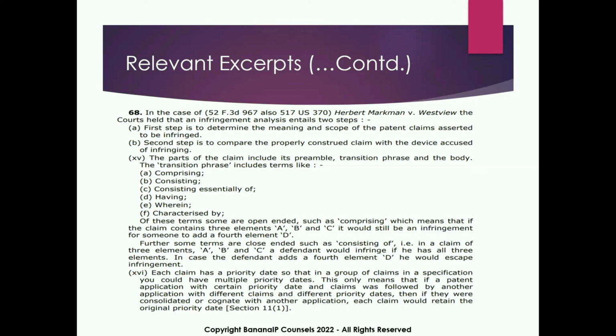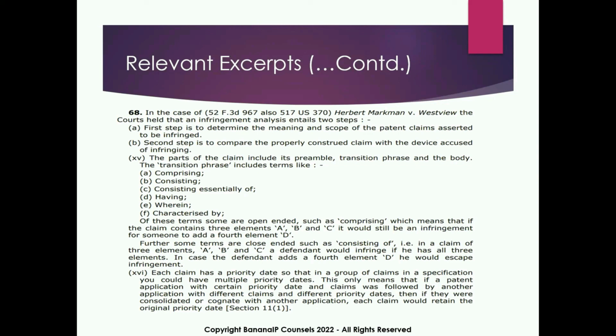So the advantage of using an open-end phrase, that is comprising, is that it expands the scope of the claim by allowing other elements or limitations into it. Whereas if you're using a close-end phrase, that is consisting of, it will basically limit the scope of the claim, and the claim will cover only the elements that are named in the claim and not anything more. That has been explained here. Of these terms, some are open-ended, such as comprising, which means that if the claim contains elements A, B, C, it would still be an infringement for someone to add a fourth element D. So using an open-ended phrase gives a broader scope of claim, whereas using a close-ended phrase, which is consisting of, gives a very narrow scope because the claim should cover only the elements that are named.